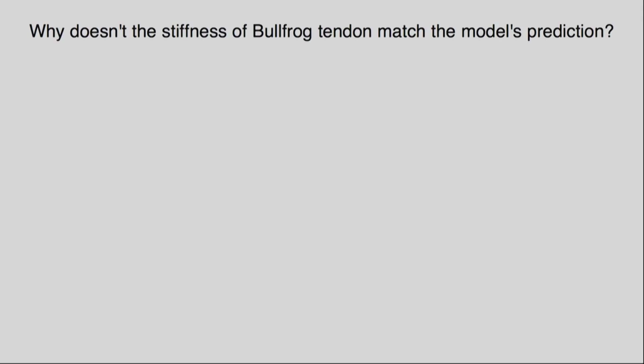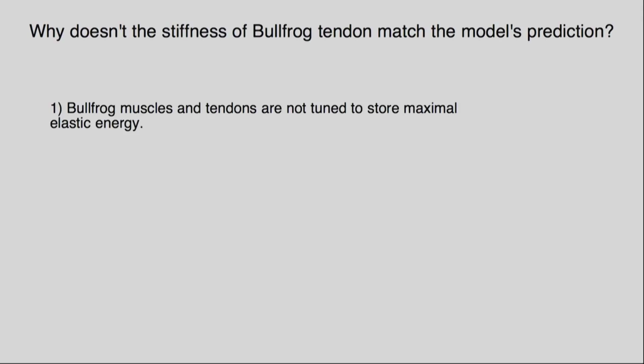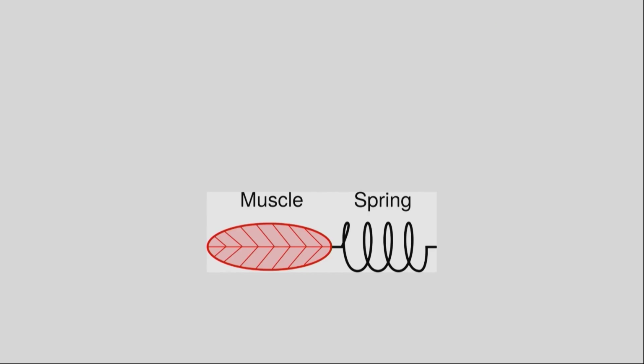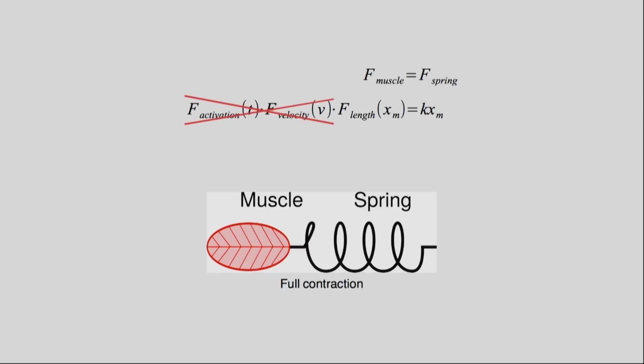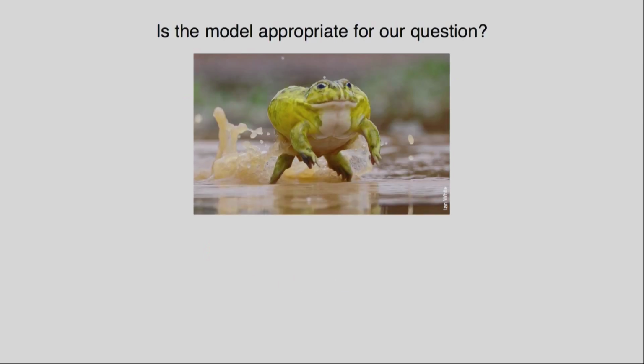And there are two reasons why this could be true. One is simply that we've supported a null hypothesis, right? That the bullfrog muscles and tendons are not tuned to store maximal energy. But another, alternatively valid reason why this could happen is that the mathematical model is incorrect. And I got a lot of pushback from one of my collaborators, like, no, this mathematical model is correct. You know, we took a muscle and a spring, we broke it down, and we connected the forces. We were interested in maximum elastic energy, so we cut it off there. And so we went from a situation where we're at rest to full contraction. But the question that I was really interested in is, well, is this model appropriate for answering our question?